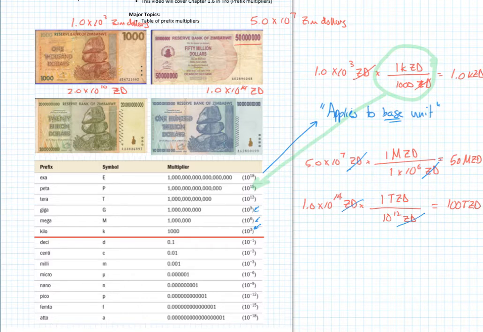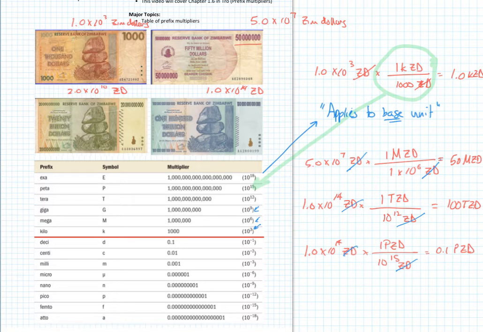Now you might have picked the other one. You might have said, well, 10 to the 15 is actually closer to 10 to the 14 than 10 to the 12, so I want to use this one. I'm going to use peta here. Okay, so let's see what that conversion looks like. 1.0 times 10 to the 14 Zim dollars times 1 peta Zim dollar for every 10 to the 15 Zim dollars. Again, that cancels that. So now we're going to end up with 0.1 peta Zim dollars.